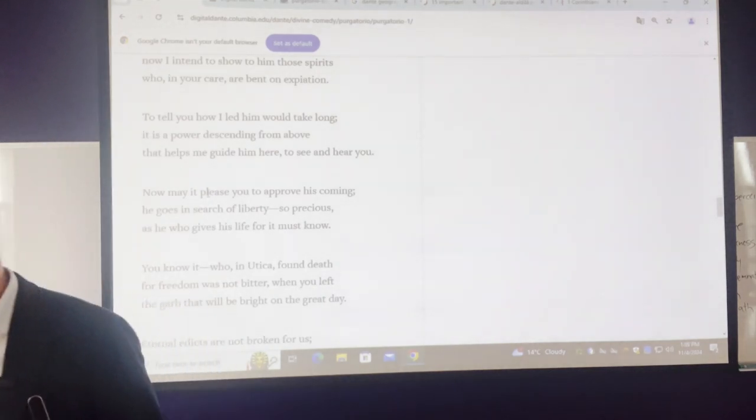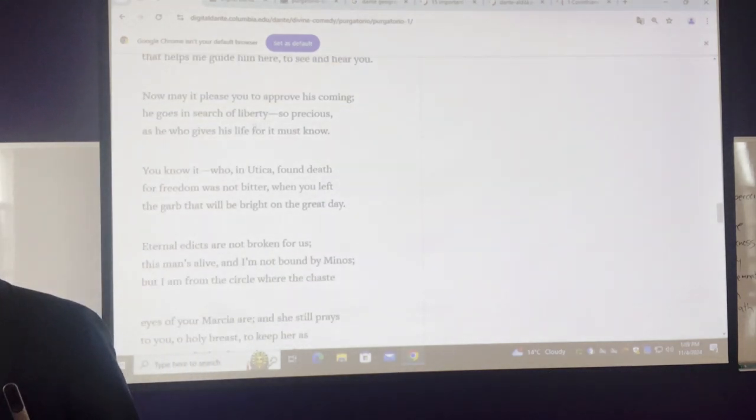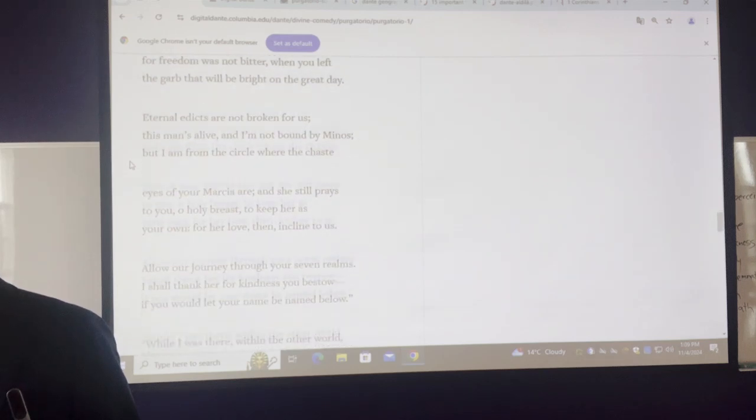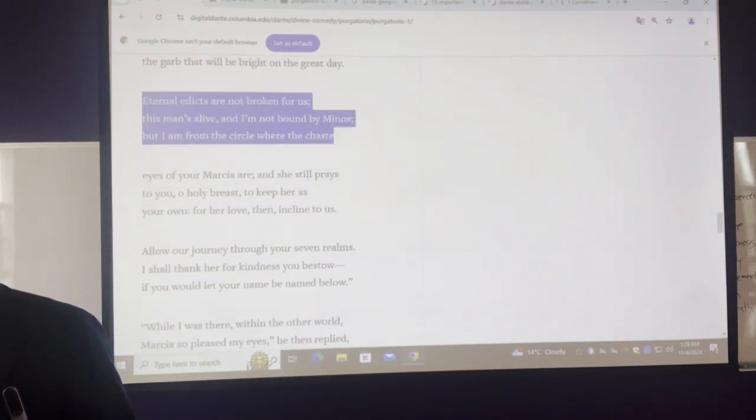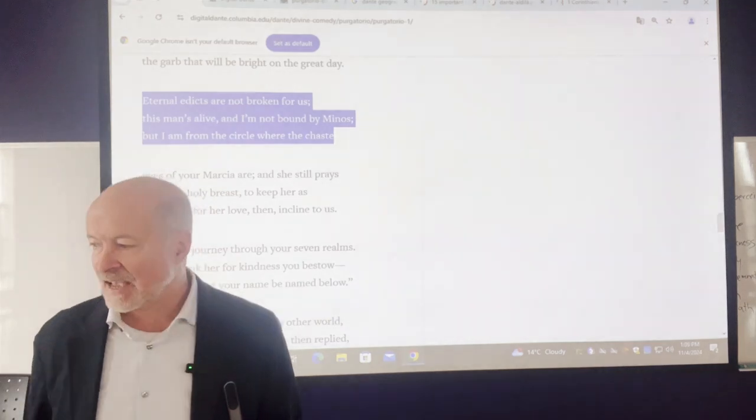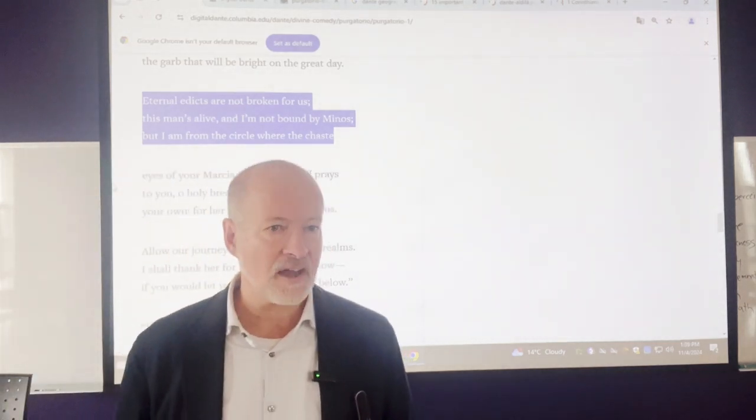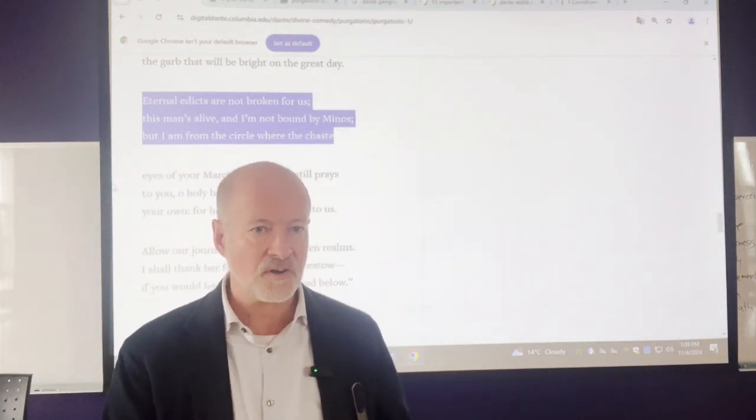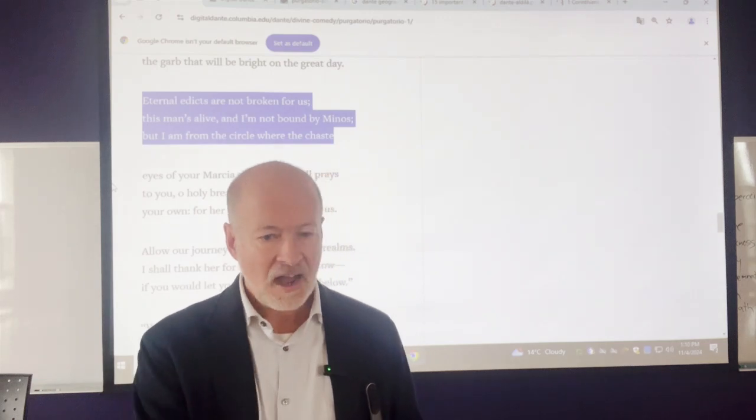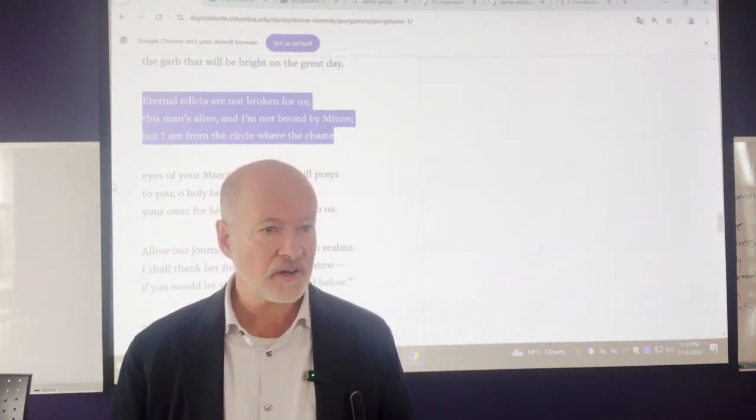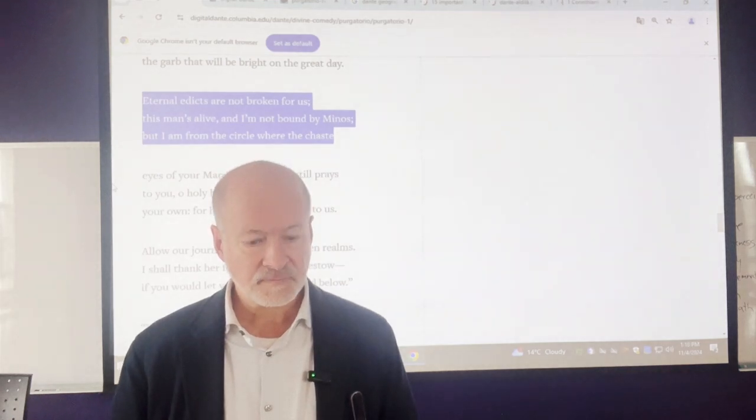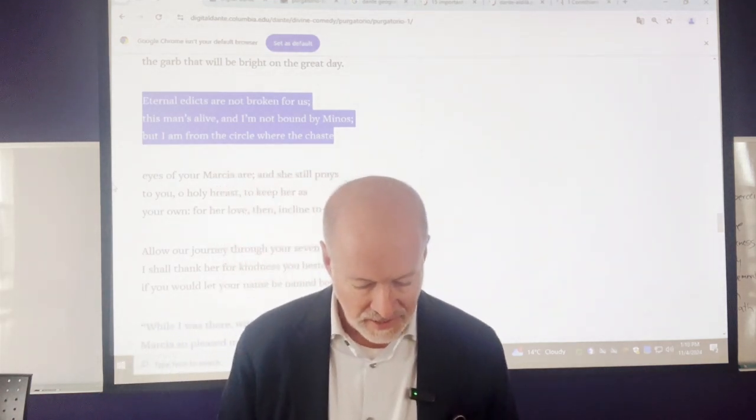And may you approve his coming. And he is going in search of liberty. And the eternal edicts are not broken. This man's alive, and I'm not bound by Minos either, the judge of the underworld, of the inferno. That judge does not bind me. The sanction has come from heaven. That's why we're here, in case you're wondering, is effectively what he's saying here.